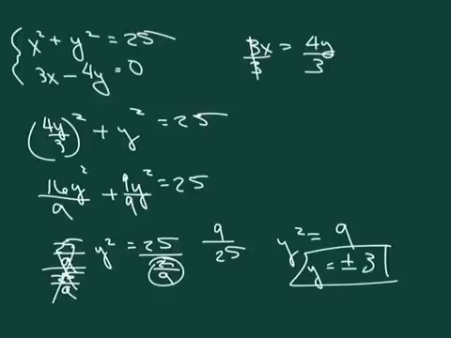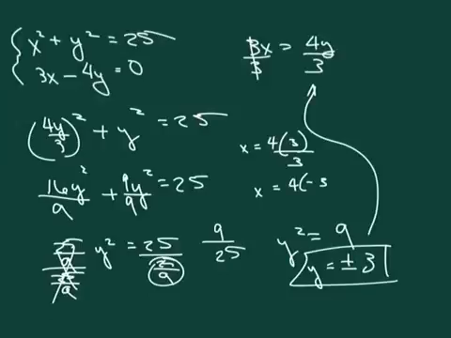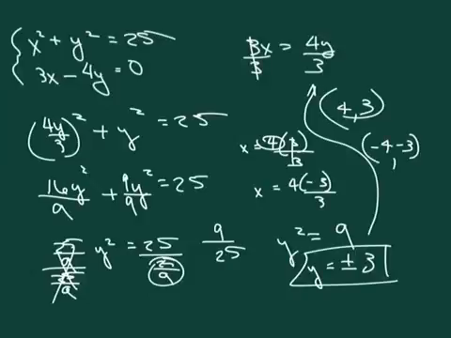Okay, so once we find that, then we go back to our original problem, right there, and we plug in 3 for y, and we plug in -3. So here when y is 3, x is 4. When y is -3, x is -4. So we get two answers there, (4, 3) and (-4, -3).